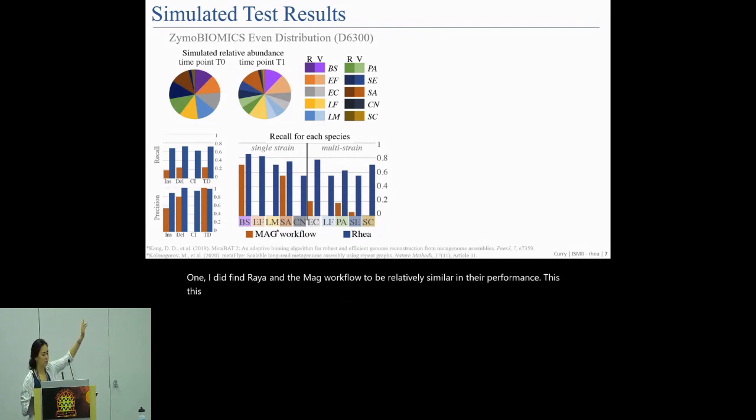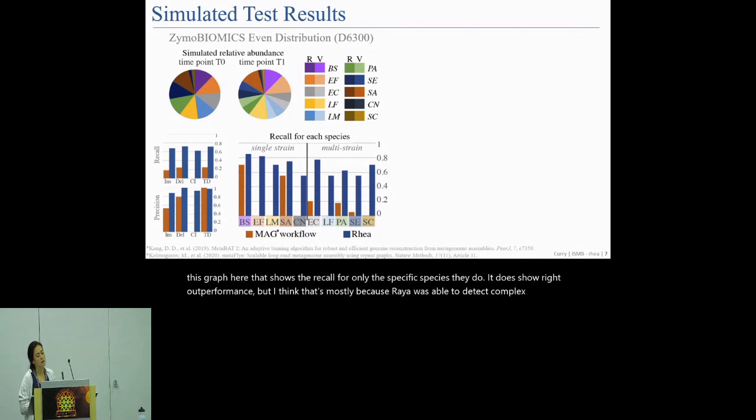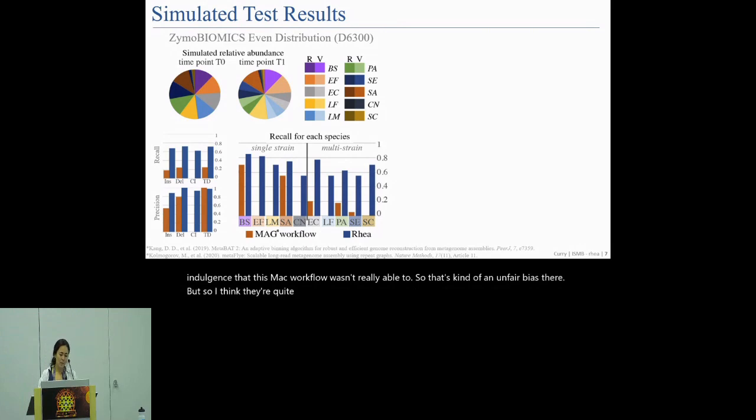This graph here that shows the recall for only the specific species, it does show Rhea outperform MAGs, but I think that's mostly because Rhea was able to detect complex indels and this MAG workflow wasn't really able to, so that's kind of an unfair bias there. But so I think they're quite similar. However, what Rhea really seems to outperform the MAG workflows is when multiple similar strains are in the community, which I think is the big problem and difficult thing when working with microbiome communities.